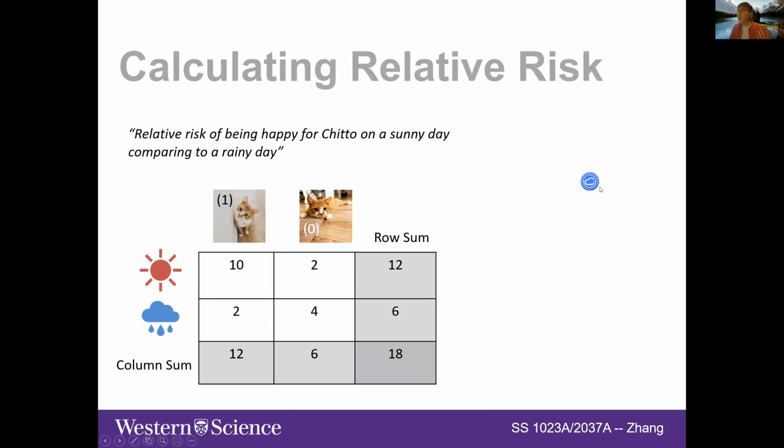So for example, say we are trying to study the relative risk of being happy for Cheeto on a sunny day compared to a rainy day. At first glance, there are so many things in this statement, which is quite messy. So first of all, keep in mind to find the comparison. Here we're comparing something about a sunny day to something about a rainy day, which means the relative risk should be given by something about sunny divided by something about raining.